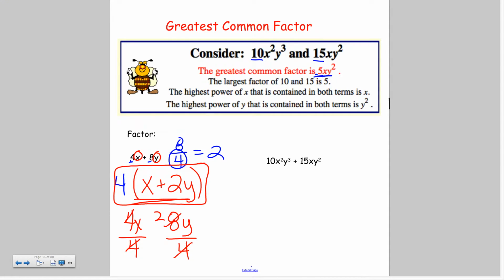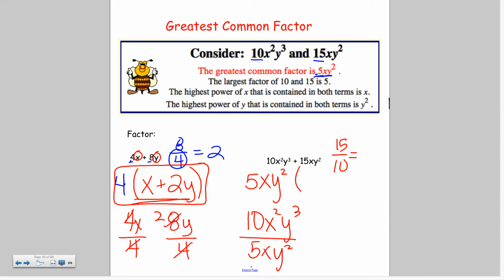All right, the second one, if I look at 10 and 15, I can't divide 15 by 10 and get a nice, pretty answer. But I can look at both of those and say, I can take a 5 out of them. All right, so my numbers are done. Now if I look at x squared and x, there is one x in common. Y cubed and y squared, they both have at least 2 y's in common. Now I'm going to just divide to simplify it out.